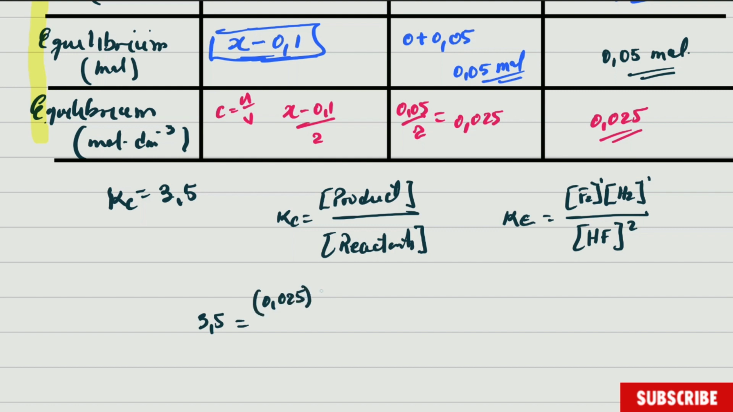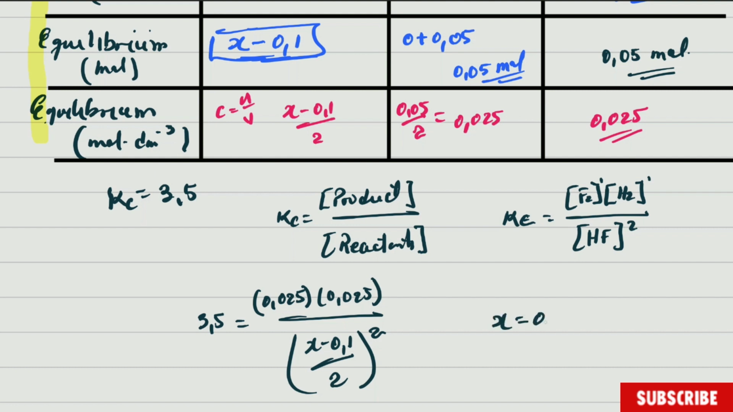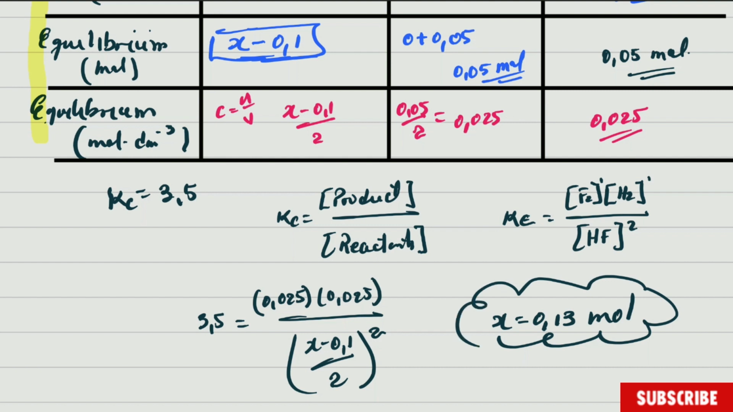0,025 multiplied by 0,025 divided by x minus 0,1 divided by 2, everything to the power 2. Guys, this one is a very simple calculation. You are going to finish it. I'm not going to finish due to time, and then you will get at the end that x is equal to 0,13 mole. That was the initial amount of hydrogen fluoride that was sealed in the container. Guys, this is the end of this question. Let's carry on.